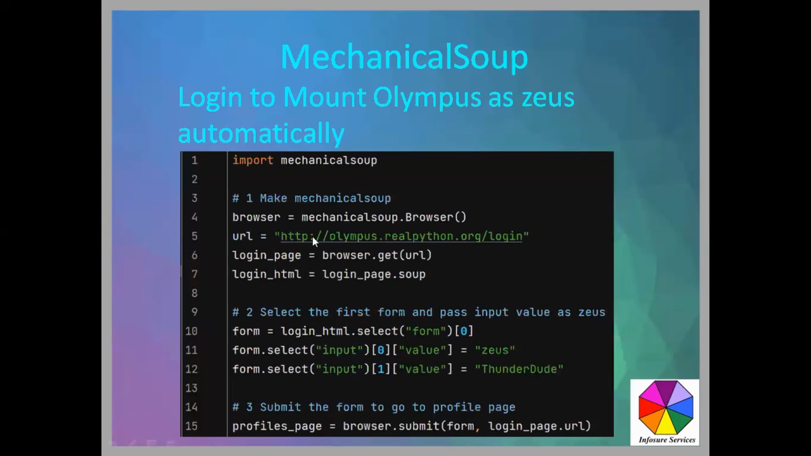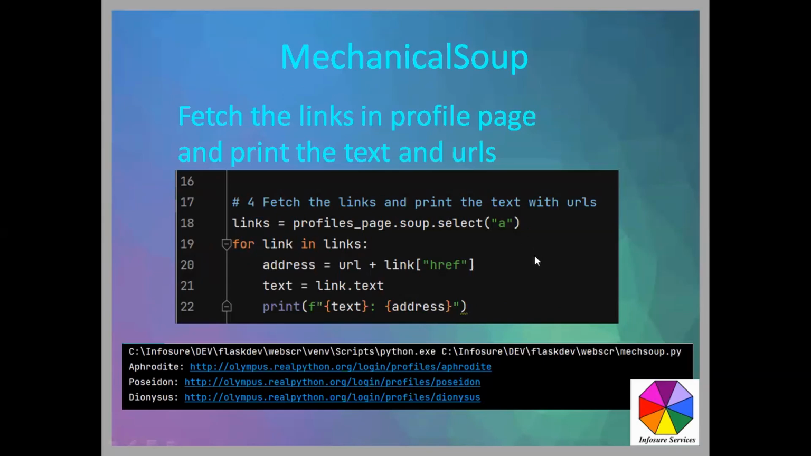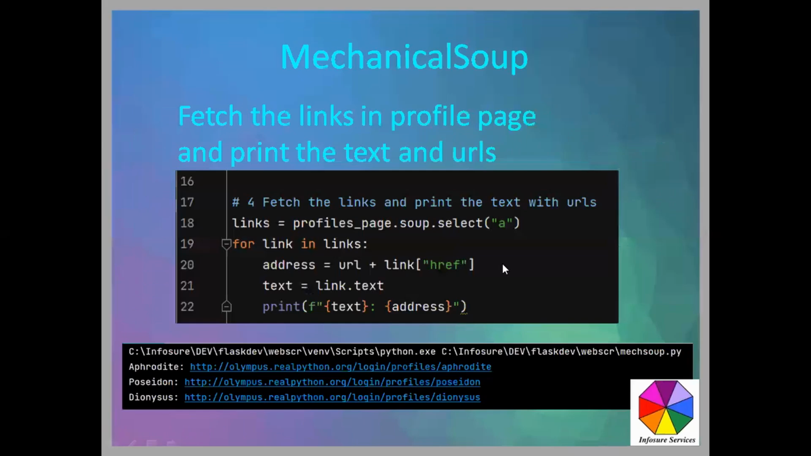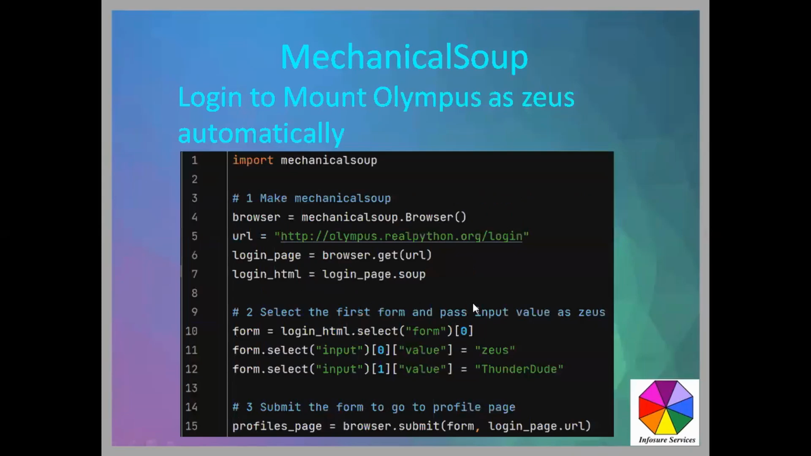So this is the URL for the page, olympus.realpython.org/login. Now that's about automating the login. We have other hands-on. There are better ways to do it also. I just wanted to take this example because this example is there for learning purposes. So that is how we open a login page and automate the values and then hit the submit button.